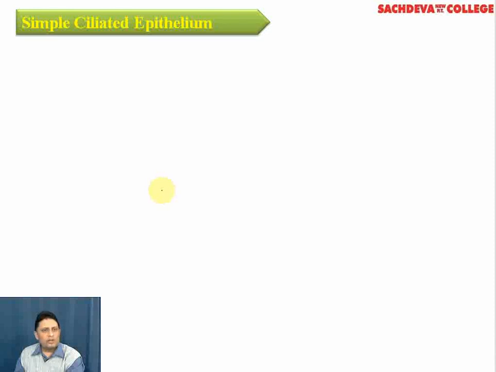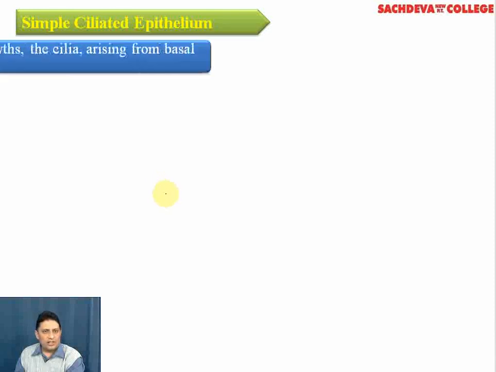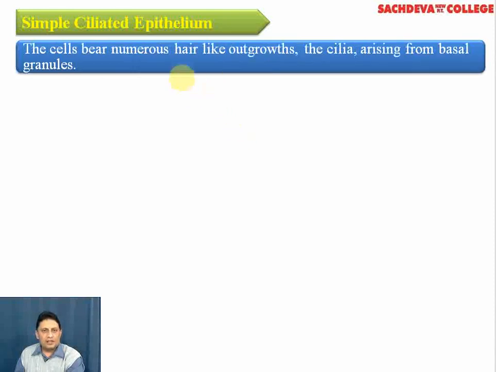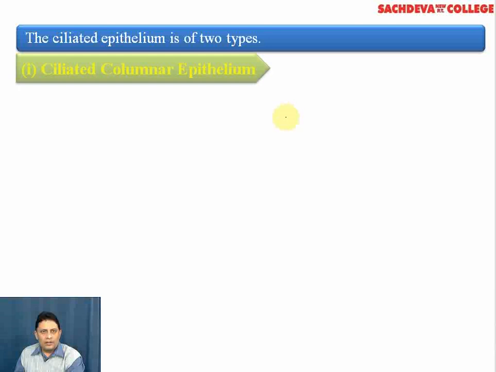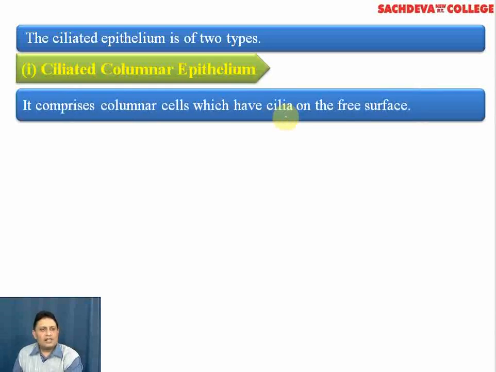Coming to the fourth type of epithelium, which is the simple ciliated epithelium. The cells bear hair-like outgrowths, and these hair-like outgrowths are known as cilia. You can see the diagram of this epithelium. These are the hair-like outgrowths known as cilia. It is of two types. Ciliated columnar epithelium, when the cells comprise columnar cells which have cilia on their free surface.